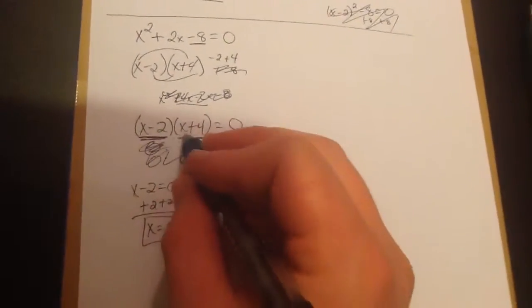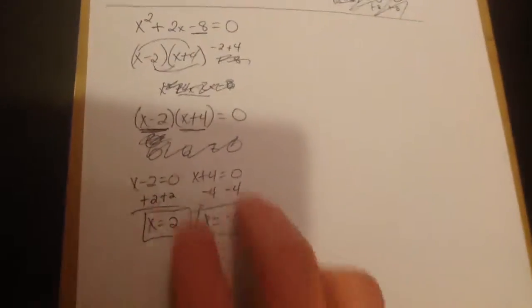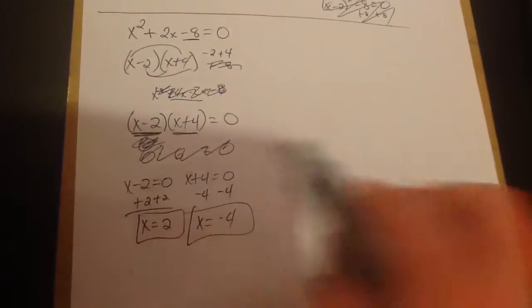So if I plug that into there, this will be 0 and it'll work. If I plug that in, it'll be 0 and it'll work. So to solve these, factor it, and then set each one equal to 0 and solve for x. One more quick example.